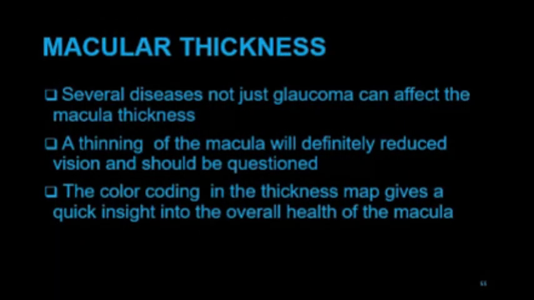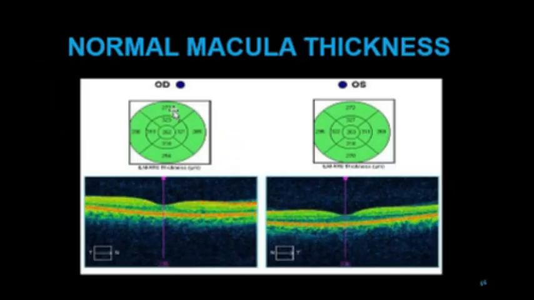Now, over to the macular thickness. Several diseases, not just glaucoma, can affect the macular thickness. A thinning of the macula will definitely reduce vision. The color coding in the thickness map gives a quick insight into the overall health of the macula. So this is a normal macular thickness, and you can see that everything is green in color. So it's just a quick one to show you that everything here is healthy.